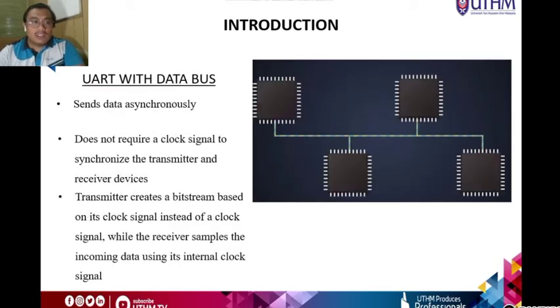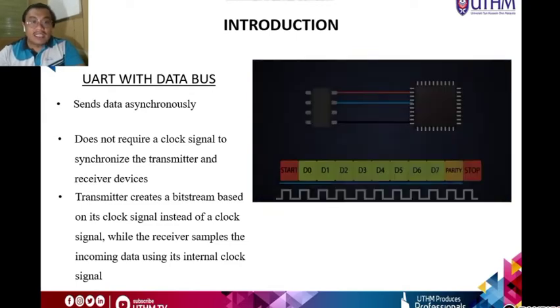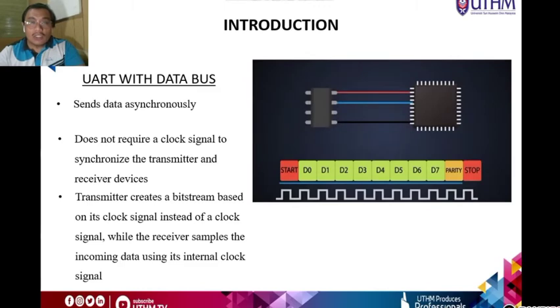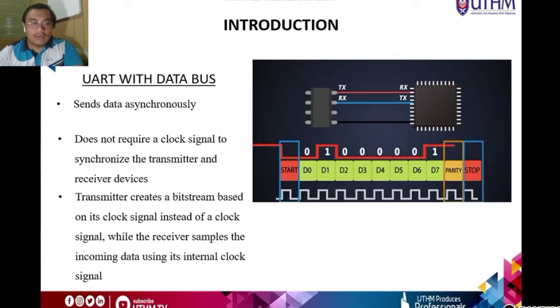UART with data bus. The UART interface sends data asynchronously and does not require a clock signal to synchronize the transmitter and receiver device. The transmitter creates a bit stream based on its clock signal, while the receiver samples the incoming data using its internal clock signal. Both devices must use the same baud rate to achieve synchronization.